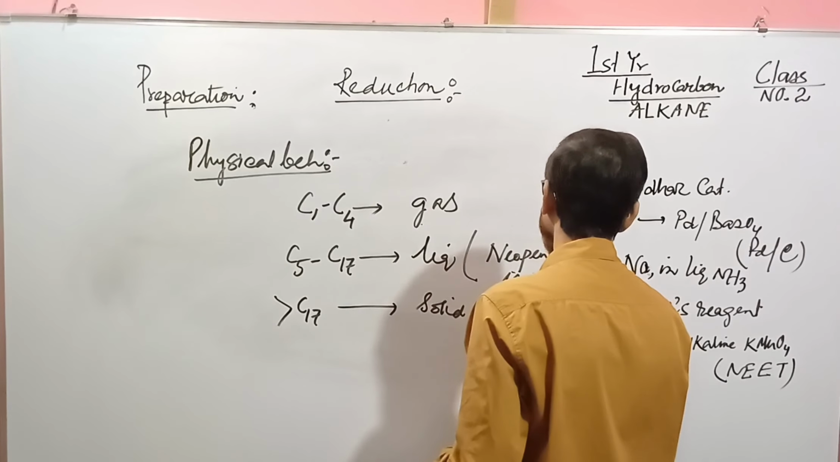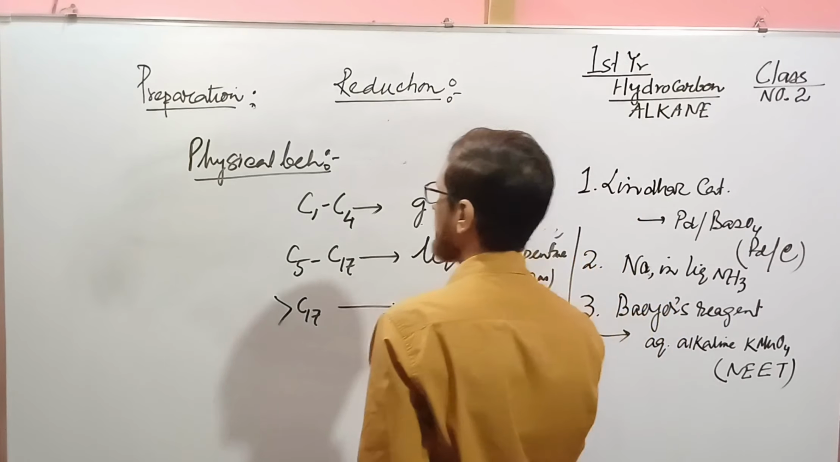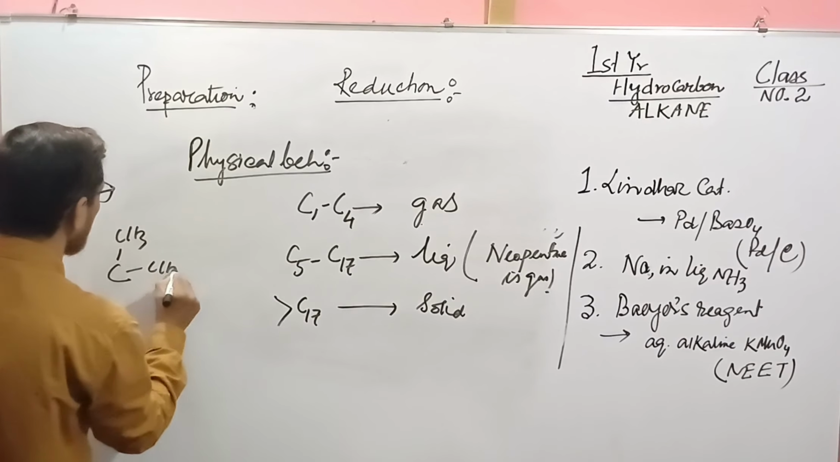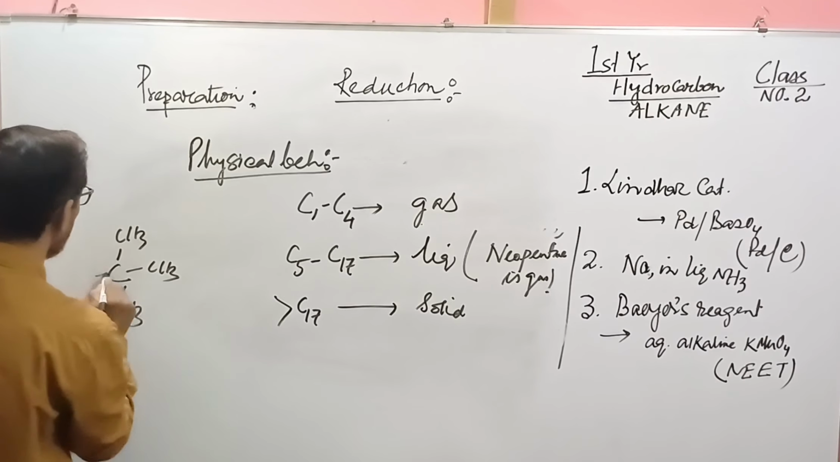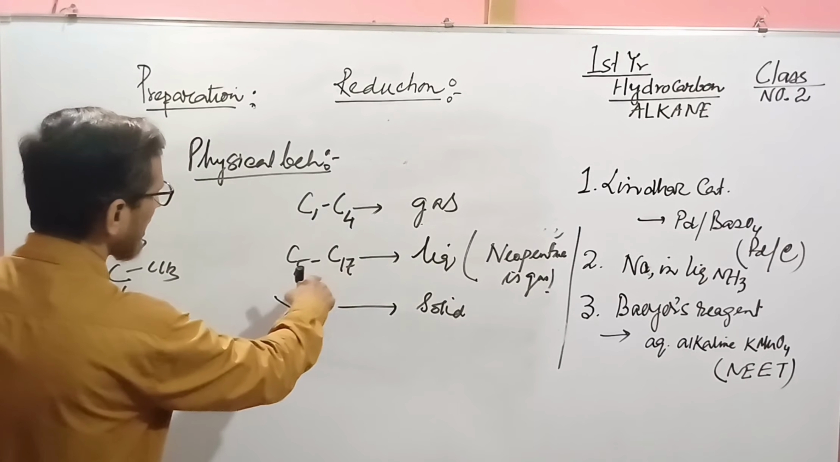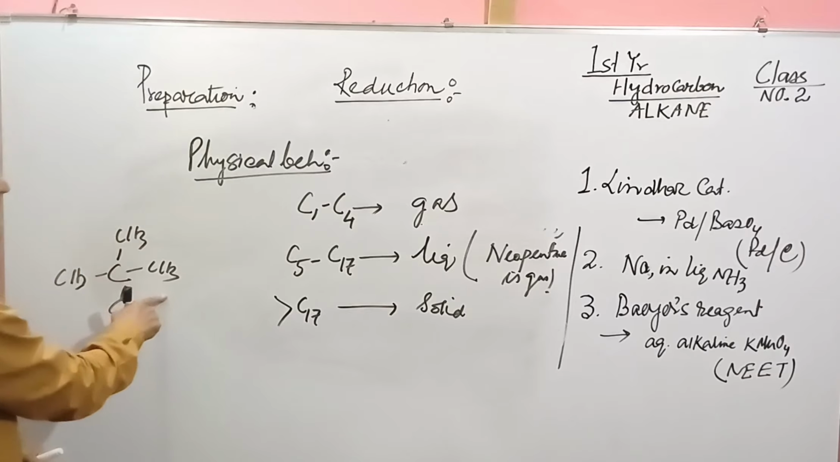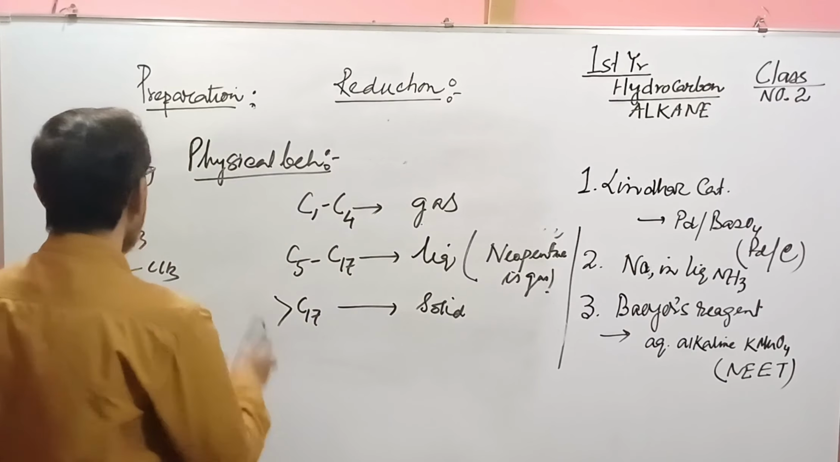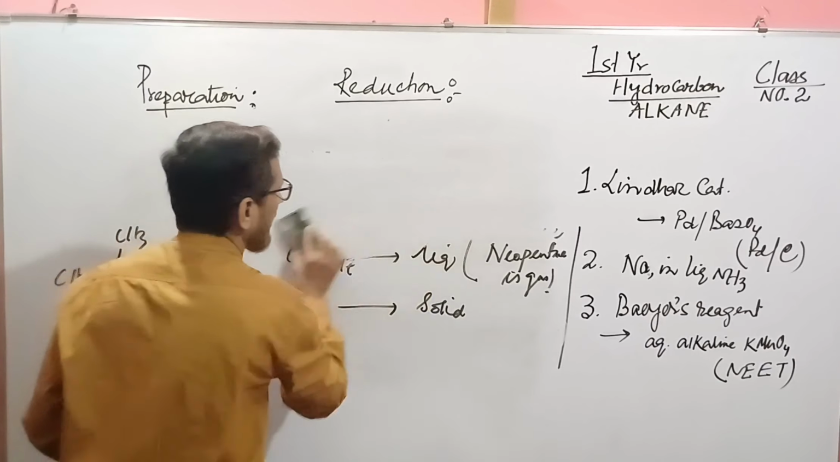What is neopentane? That is C with CH3, CH3, CH3, CH3. Their carbon number is 1, 2, 3, 4, 5. Am I right? That should be liquid, but there is an exception. It is gas. So you keep it in your mind. So we have seen this one.